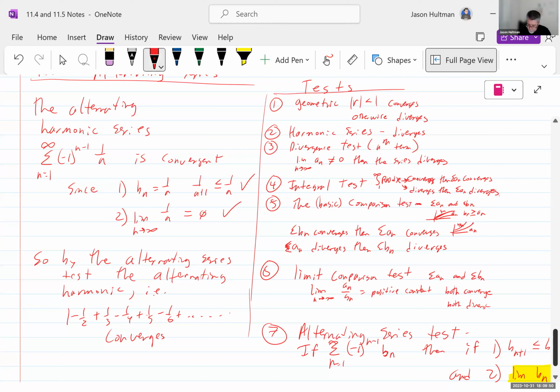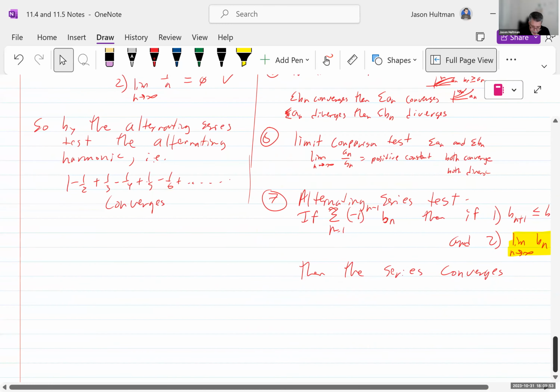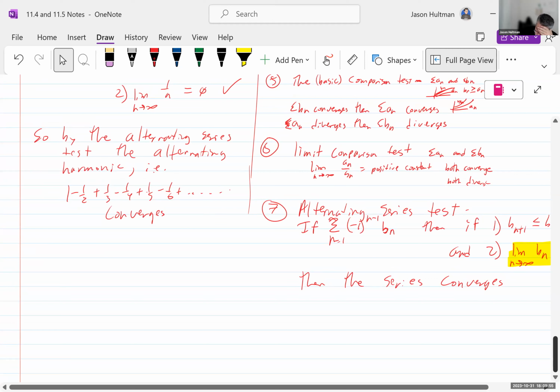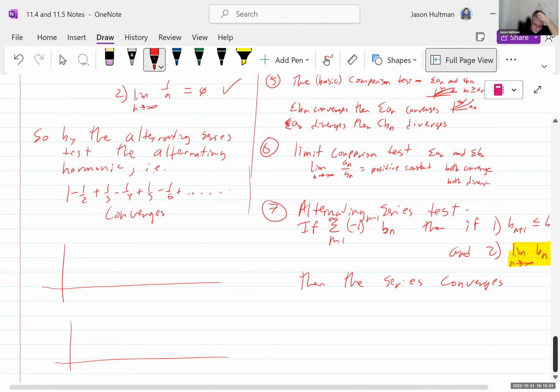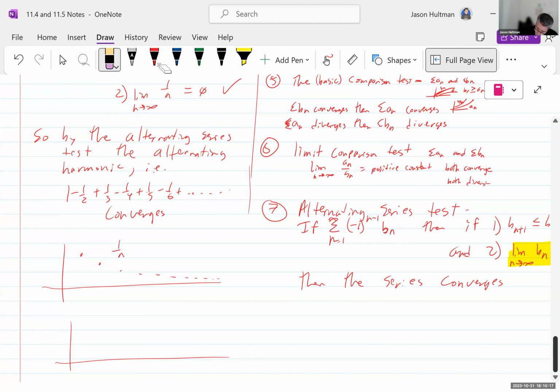Now why did it make a difference between the original harmonic and the alternating harmonic? Why did one diverge and one converge? So we have the harmonic series, which is just the summation of 1 over n. We're going to add these terms, keep adding, and they get small, they go to 0. However, I keep adding more and more and more.